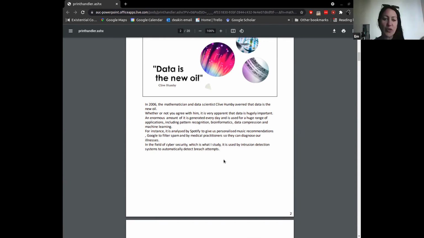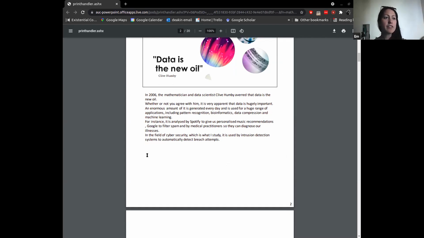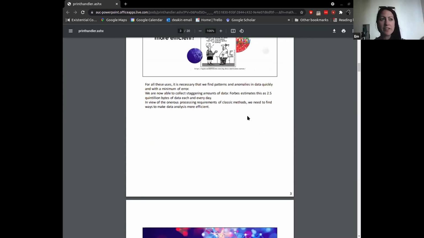So data is the new oil. Clive Humby said it in 2006. He's a mathematician and data scientist. And whether or not you agree with this sweeping statement, it's apparent that data is hugely important, and we generate an enormous amount of it every day, and it's used for a huge range of applications. So we've got pattern recognition, bioinformatics, data compression, machine learning, the list goes on. So in the field of cybersecurity, which is what I study, it's used by intrusion detection systems to automatically detect breach attempts. So for all of the uses that I mentioned, it's necessary that we find patterns and anomalies in the data.